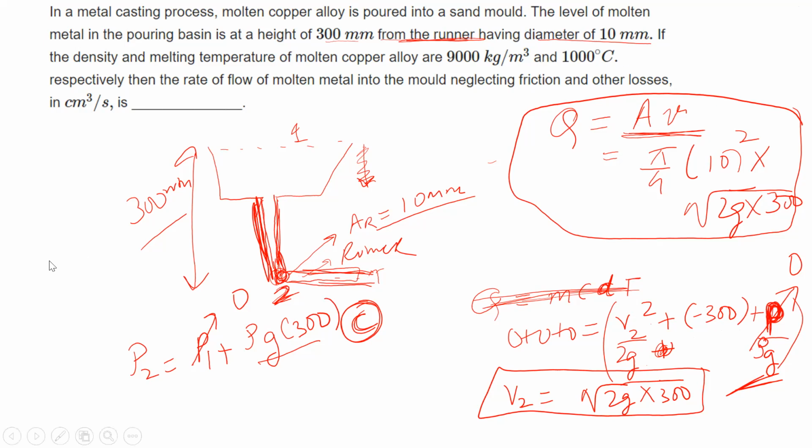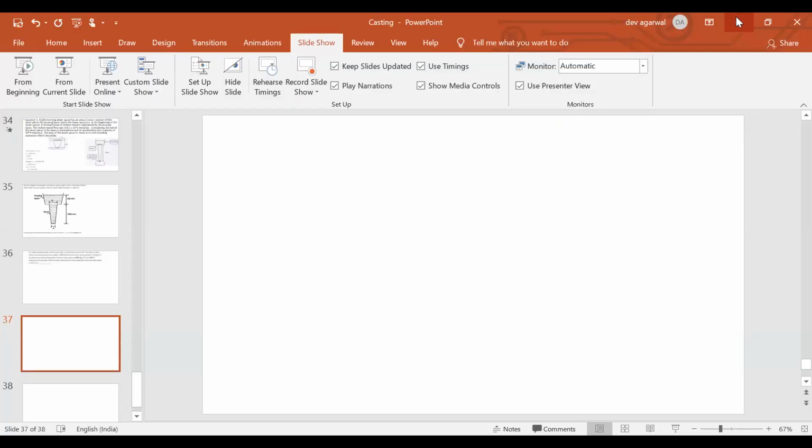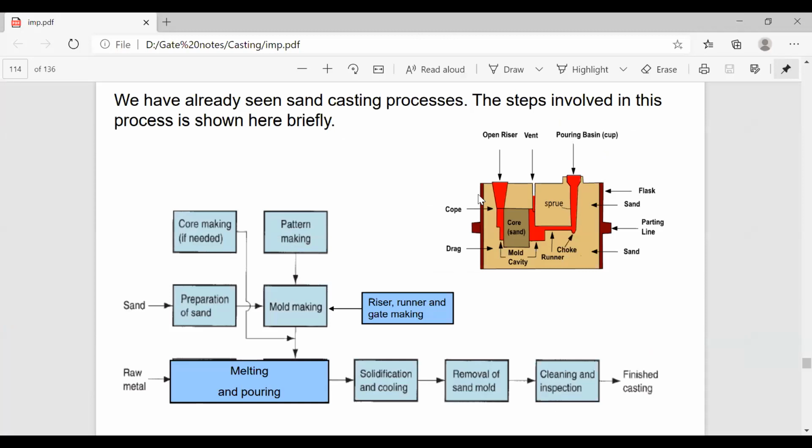Should we move forward? Yes, sir. Okay. Yeah. Okay. So we will do some theory now, okay? Can you see this? Yes, sir. Okay, this file, okay.